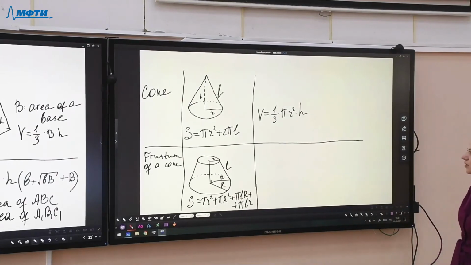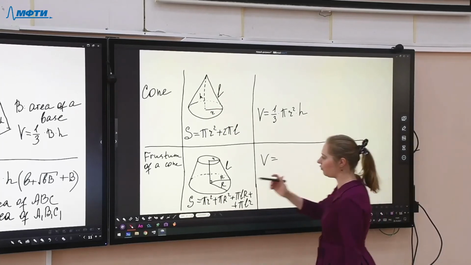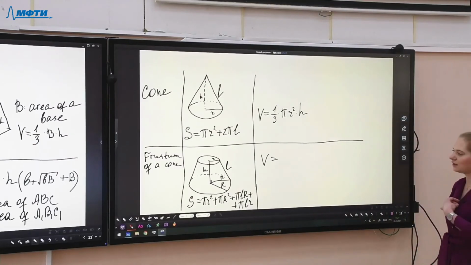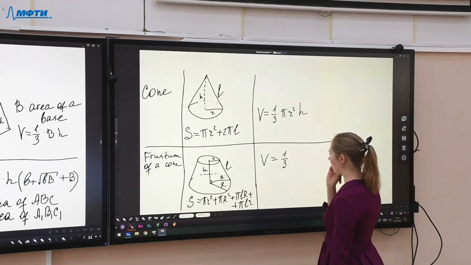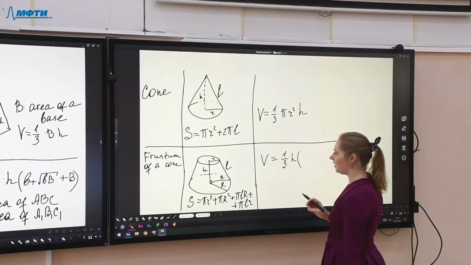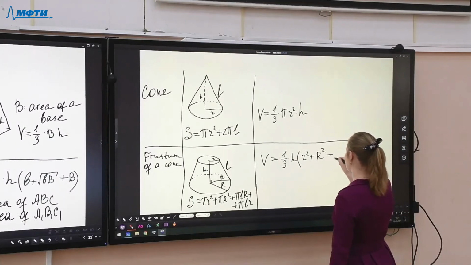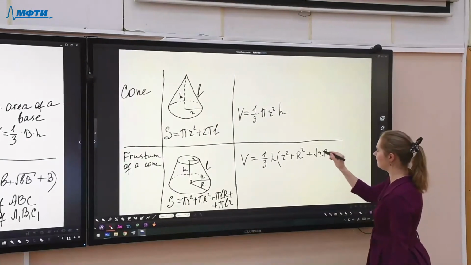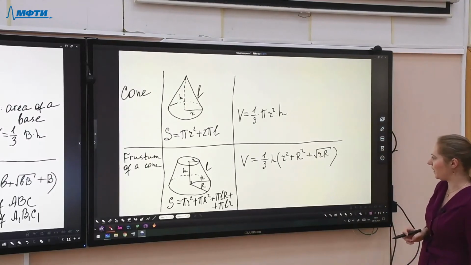And if we want to calculate a volume V of this, we can use the following formula. Again, here we don't care is this figure right or not. So the volume will be the following thing. This is 1/3 times pi times H. Here is small r squared. Here is capital R squared. And also we need to add the mean proportional of r and R.